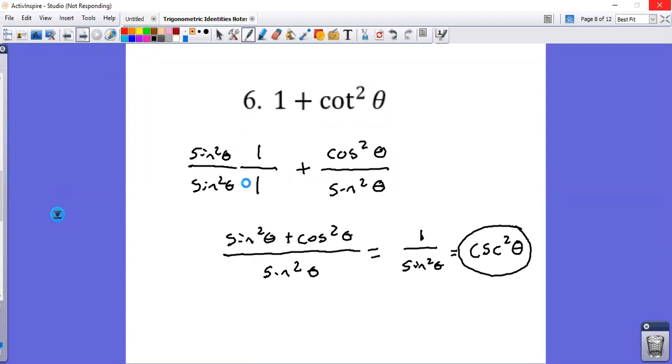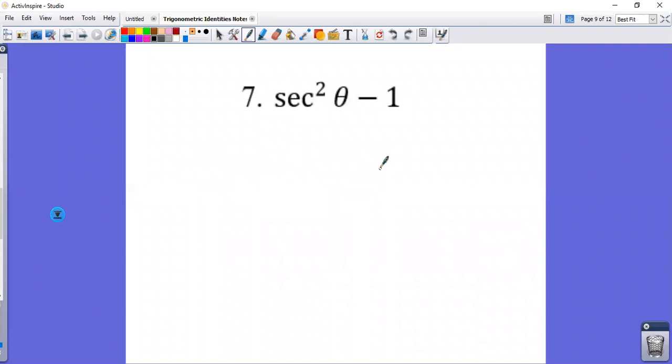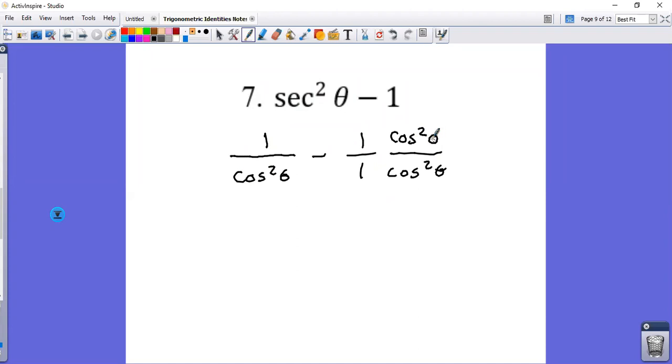We can turn everything into sine and cosine. All right, so same thing, subtraction, you're still going to have to have common denominators. Secant is 1 over cosine. So secant squared would be 1 over cosine squared theta minus 1 over 1. That has cosine squared theta, so this one needs cosine squared theta in the denominator. And it needs it in the numerator, so it's not like doing anything new, right?